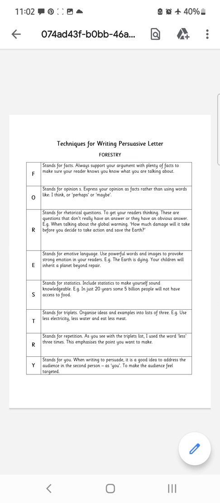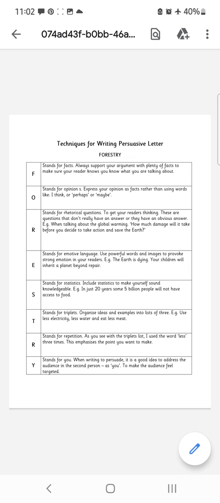Then we have R, which stands for rhetorical questions, to get your readers thinking. These are questions that don't really have an answer or they have an obvious answer. For example, when talking about global warming, we ask, how much damage will it take before you decide to take action and save the earth? So here the writer is not asking you for an actual answer. They just want to get you moving, to trigger you, okay?